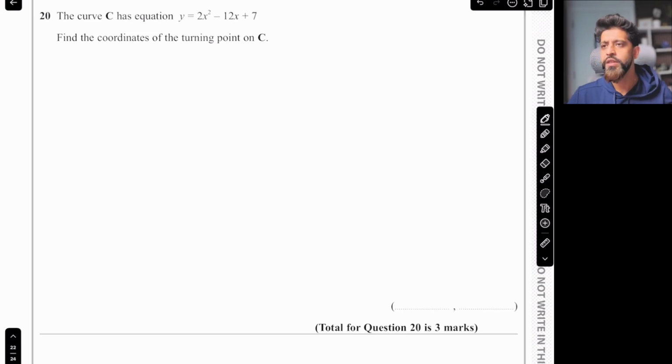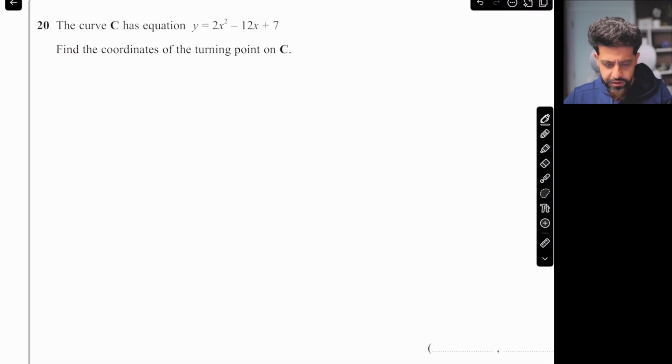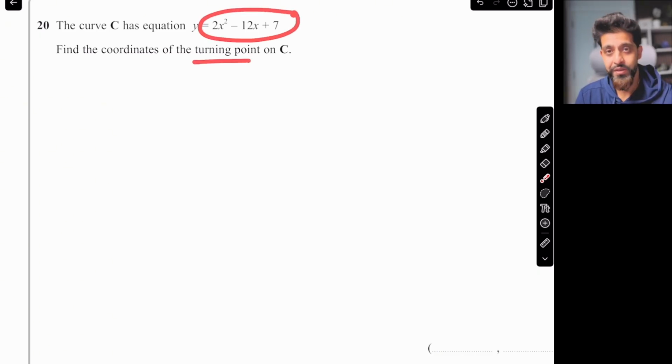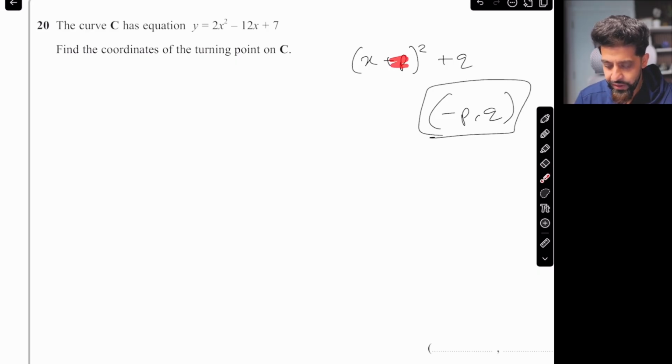All right, moving on, question number 20 here. The curve C has the equation y equals that. Find the coordinates of the turning point. Usually in A-level maths, this will be done by differentiating, but you don't know about that yet, and you don't need to right now. So to find the turning point, we need to complete the square. When you complete the square in a particular form like this, the turning point would be minus p, q. So the value here with the opposite sign, and whatever that is, will be your turning point.